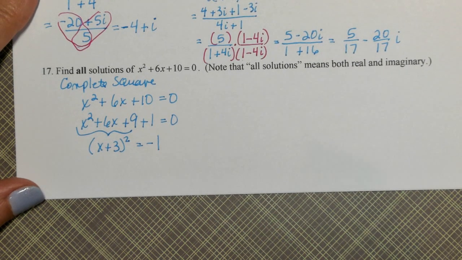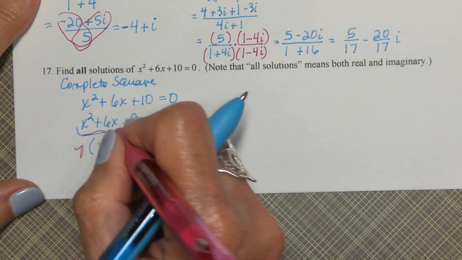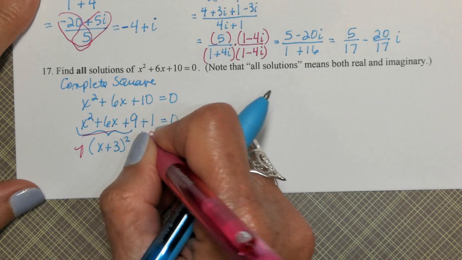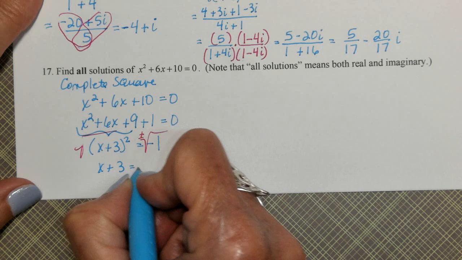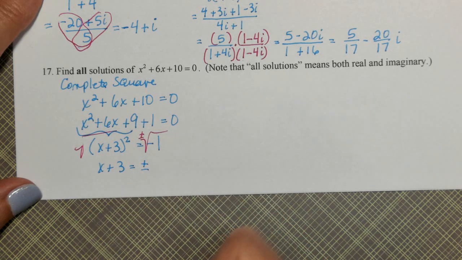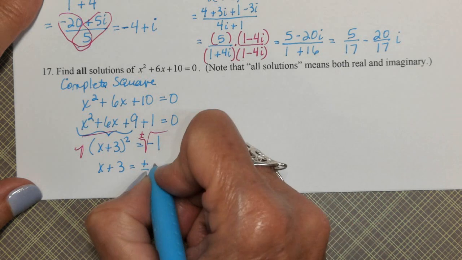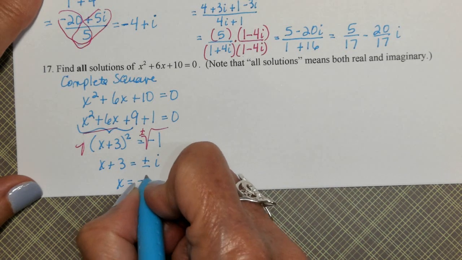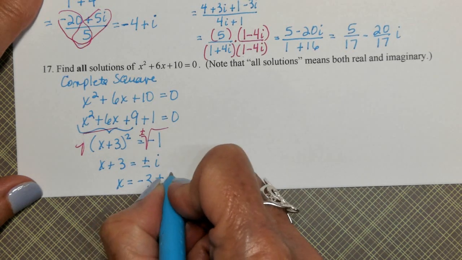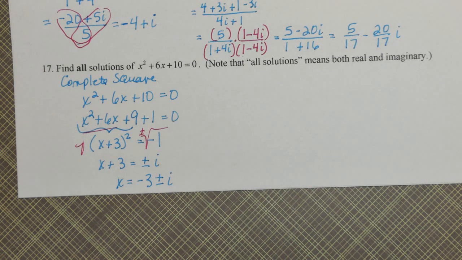Okay? Now, square root both sides. And when you square root both sides, don't forget your plus or minus over here. So we have x plus 3 is equal to plus or minus the square root of negative 1, which is i. And then x is negative 3 plus or minus i. And we're done. That's the completing the square method.